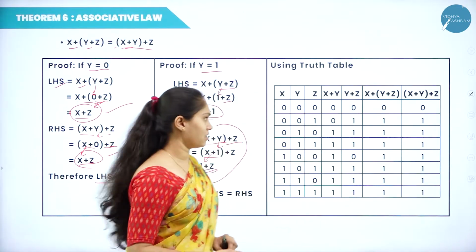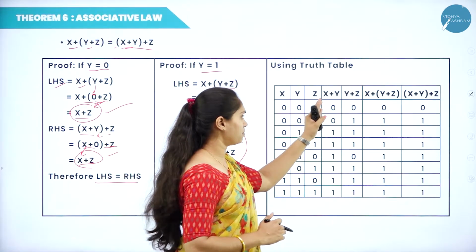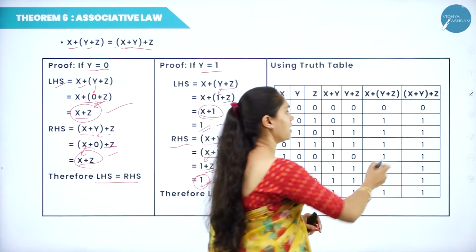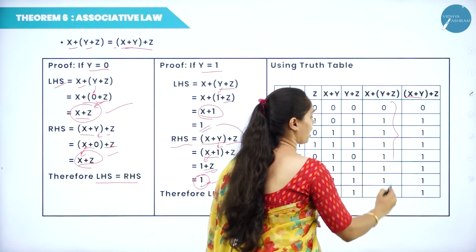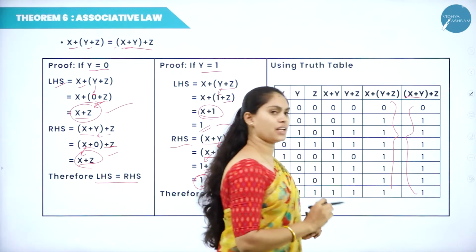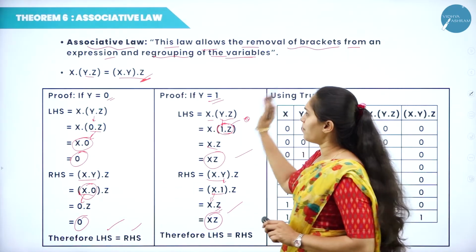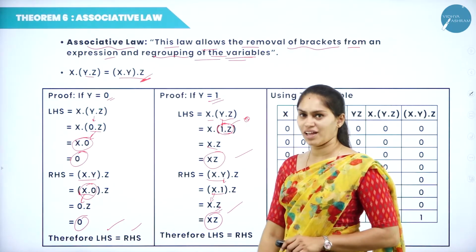The same thing can be seen in this truth table. So we have x, y, z, and we found out x plus (y plus z), then (x plus y) plus z. These two columns are identical, so we can say that we have proved this associative law by removing the brackets of the expression and regrouping those variables.